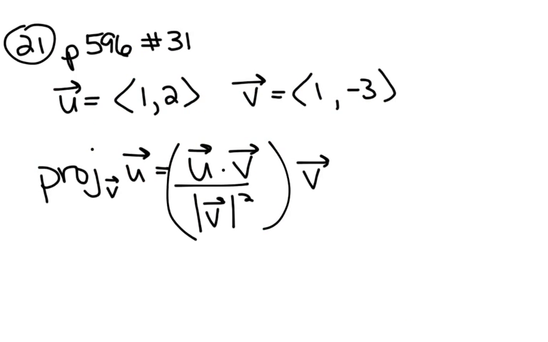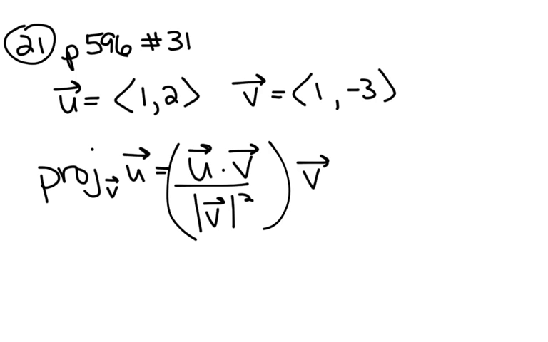Number 21, page 596, number 31. Given vectors u and v, I want to find the projection of u on v. The projection of u on v was a vector that lied on top of another vector, as opposed to the component of u on v, which was a scalar quantity on top of a vector. To find the projection of u on v, we do the dot product of u and v, divide it by the square of the magnitude of v, and then multiply that by vector v. That means that my final answer is going to be a vector.